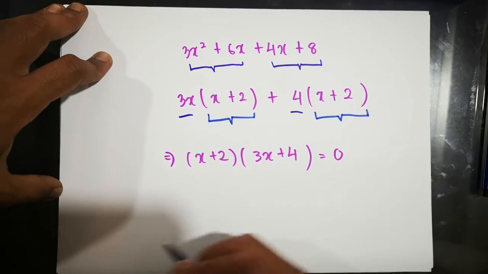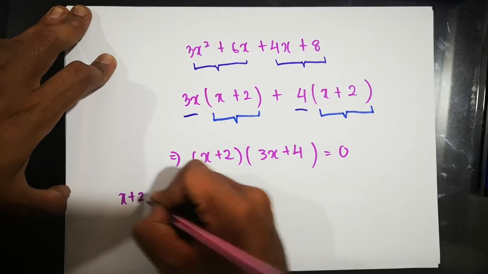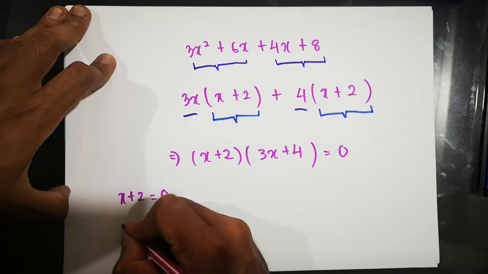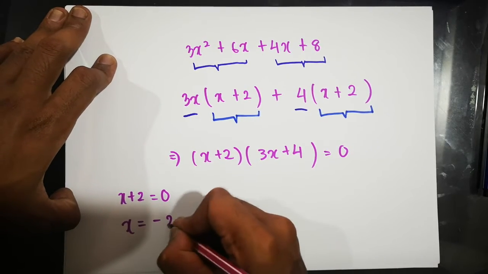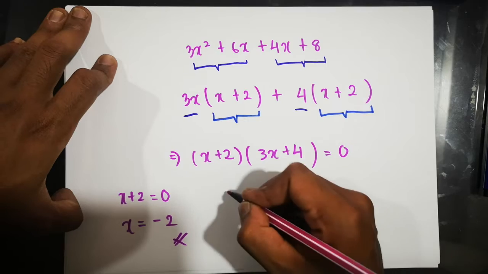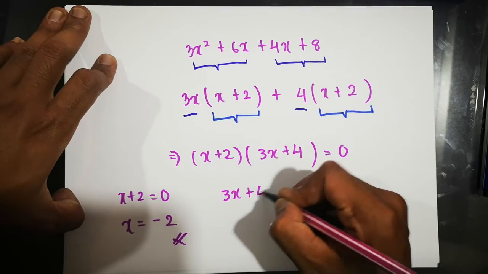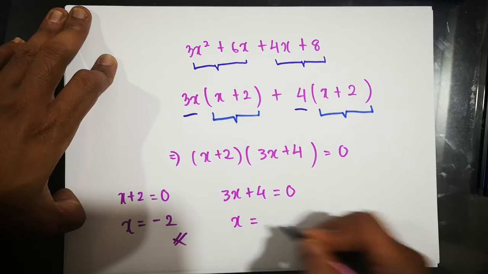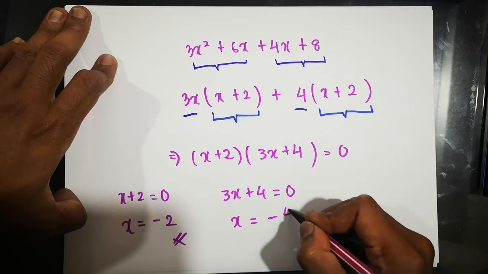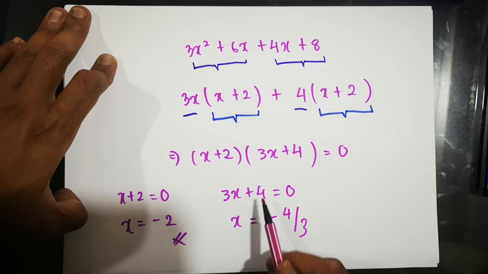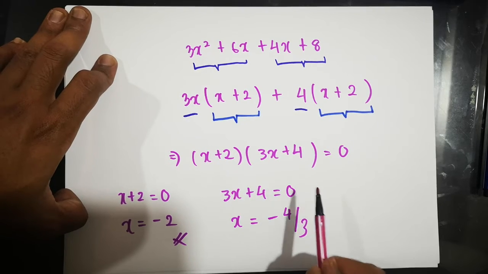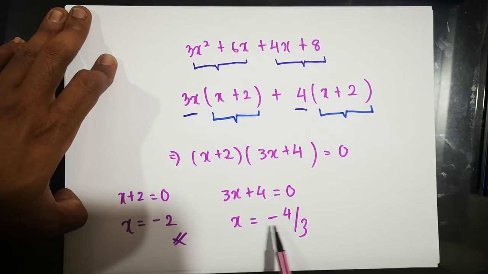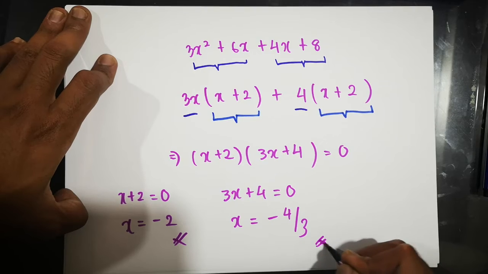So as usual, x plus 2 is equal to 0. x is equal to negative 2. First answer. 3x plus 4 is equal to 0. x is equal to negative 4 over 3. Positive 4 bring over become negative. Then I divide by 3. Negative 4 over 3. So this is the second answer.